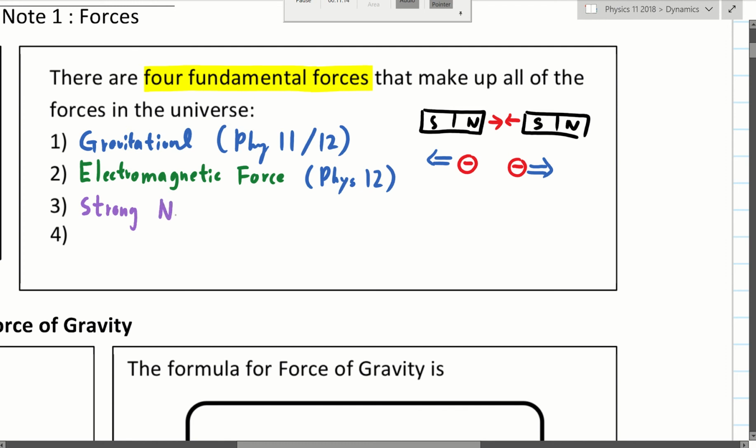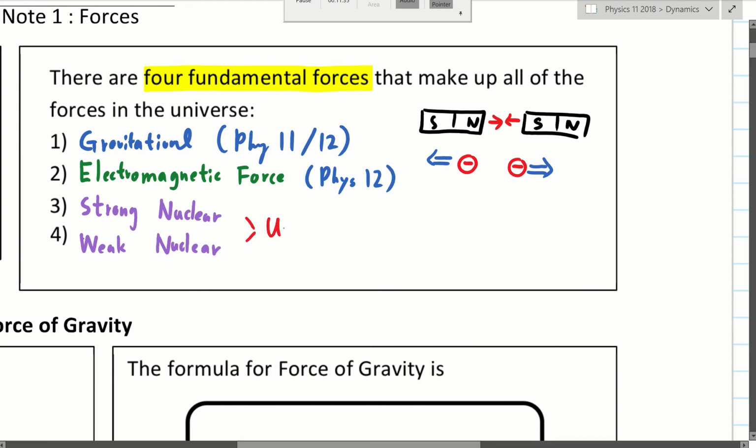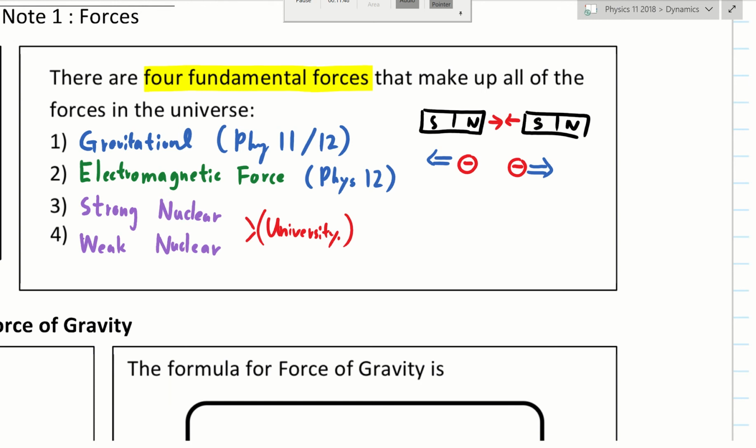And there are two types of nuclear force. There's a strong nuclear force and a weak nuclear force. Now, these are the forces inside the atoms. Even chemistry will not study this, but physics, of course, studies everything. So we will. But these are university level topics. So you will only look at this if you go to university and study something similar, for example astronomy, physics, or engineering.